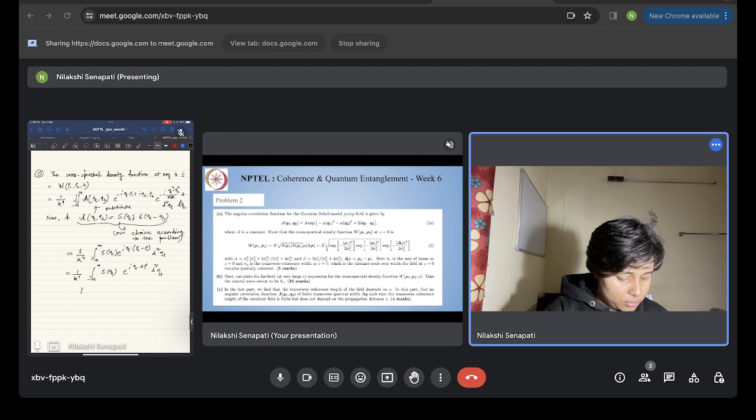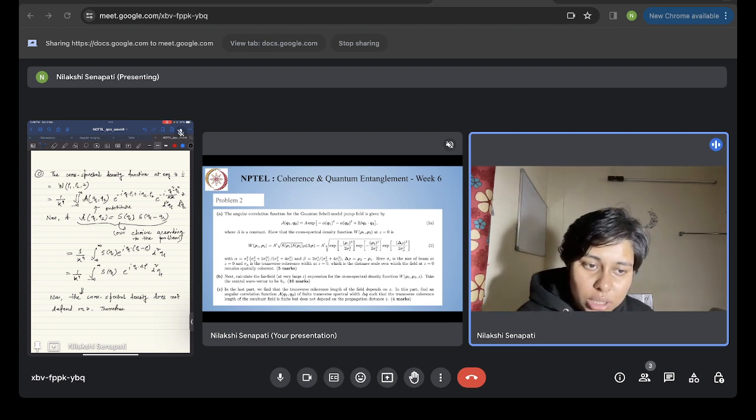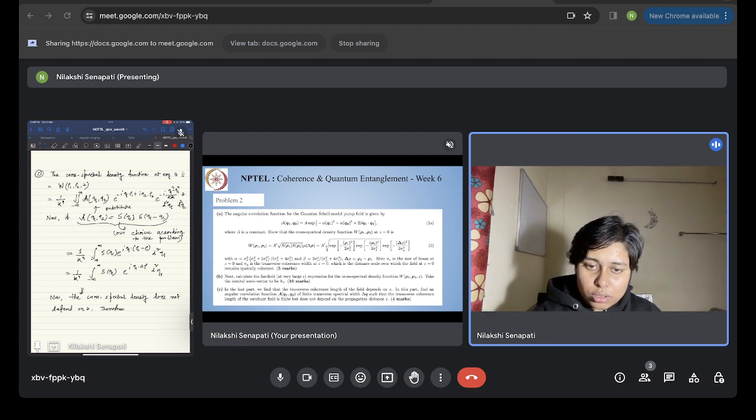Which means the cross spectral density function now does not depend on z. Therefore we conclude that the transverse coherence width also does not depend on z.